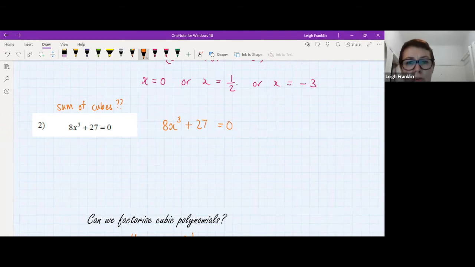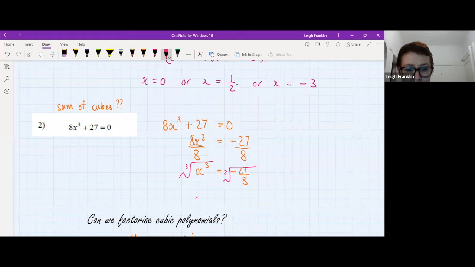So if you recall sum of cubes, there's another way that we could do this if we make it equal to 0. We could say 8x cubed is equal to, and then we can take the 27 over to the other side. I can divide this side by 8 and that side by 8. And now I've got x cubed is equal to negative 27 over 8. I can now cube root, sorry. So I'm going to cube root the left and cube root the right, and that's going to give me x is equal to negative 3 over 2. Okay, so I only have one solution for x in this particular case.